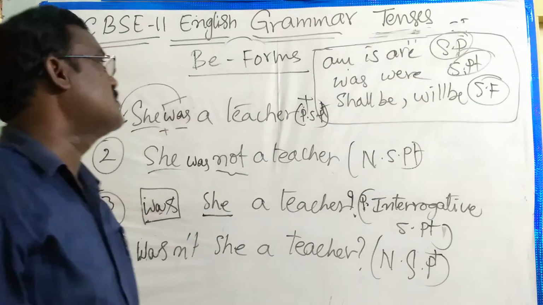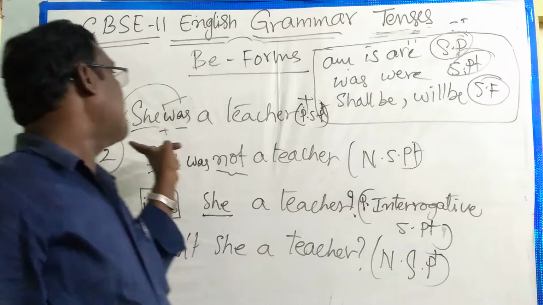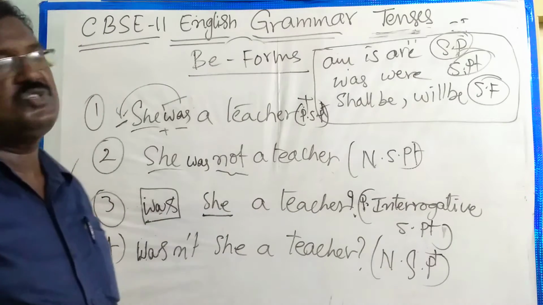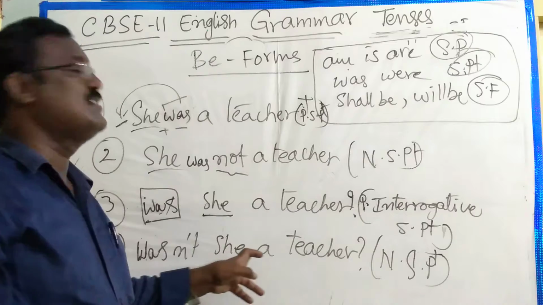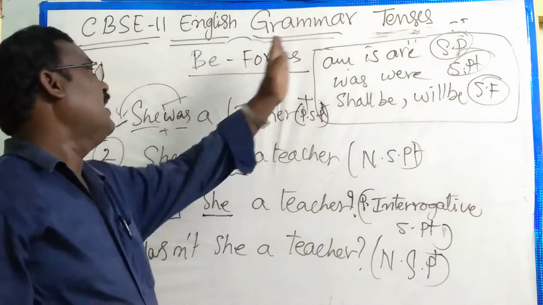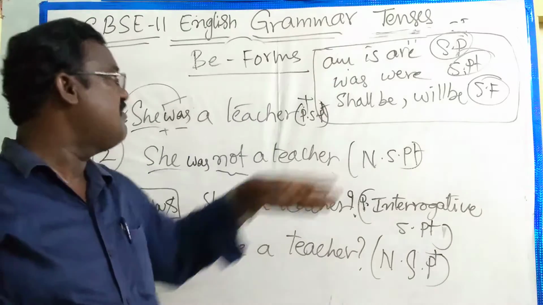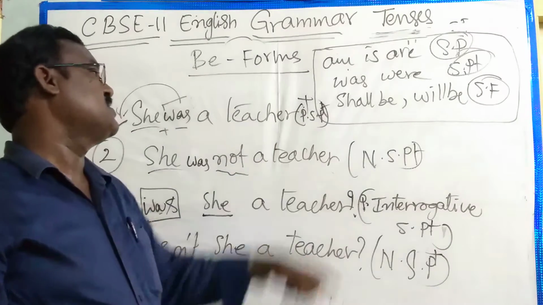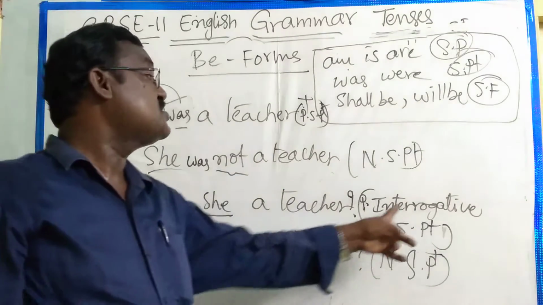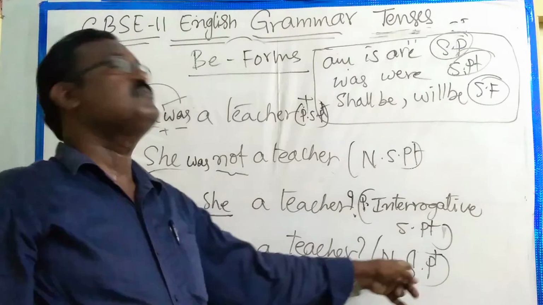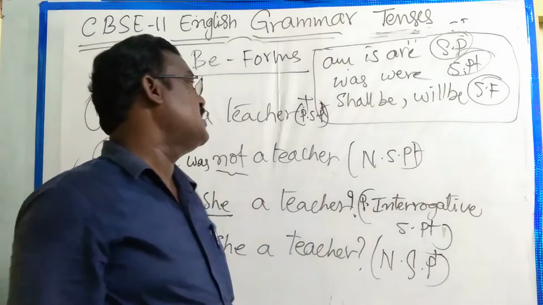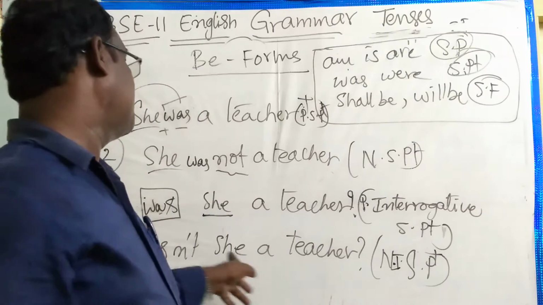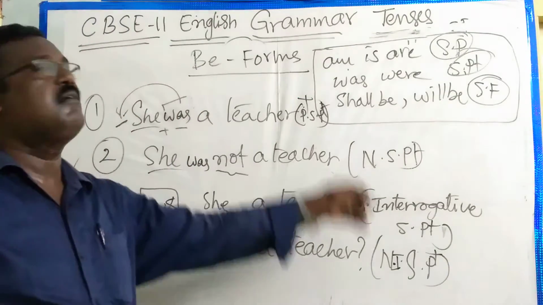So for past tense we have to use was or were. Suppose the subject is plural: they were teachers. They were not teachers. Were they teachers? Weren't they teachers? Like that, the sentence of every tense we can write in four parts: positive simple present, negative simple present, positive interrogative simple present, negative interrogative simple present. For past, we have to write the past forms. Here past be forms; in the present, all present be forms.